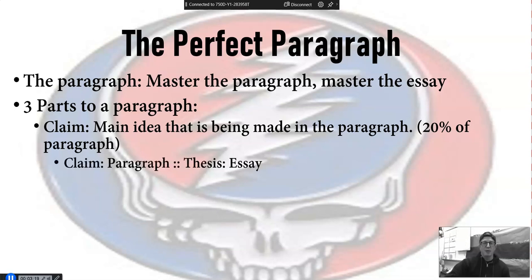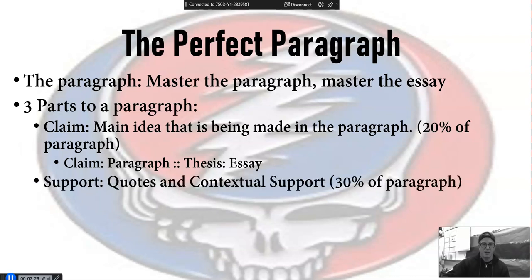Think about this: a claim is to a paragraph as a thesis is to an essay. It's the driving force behind it. The next part of your paragraph should be support. This should be quotes and contextual support from the story. If you are making a statement about a character, then you need to have support from the story that proves that point. And that should be 30% of your paragraph. So between the claim and the support, that's 50% of your paragraph.